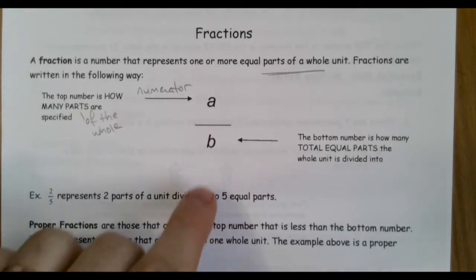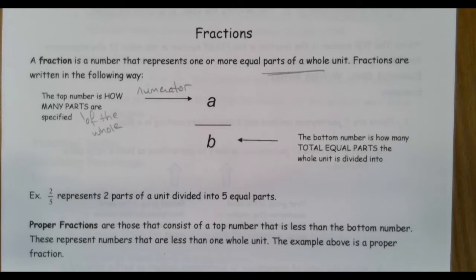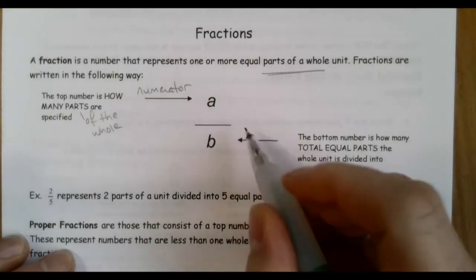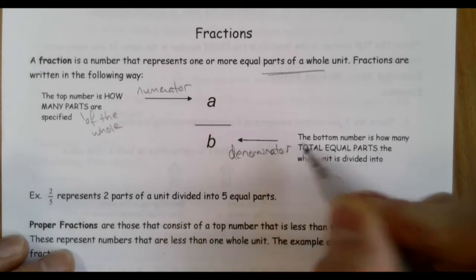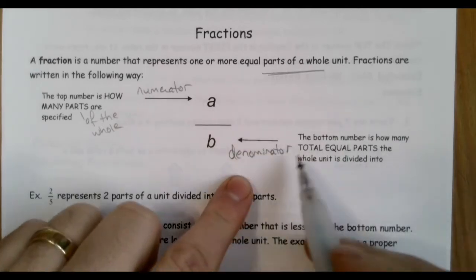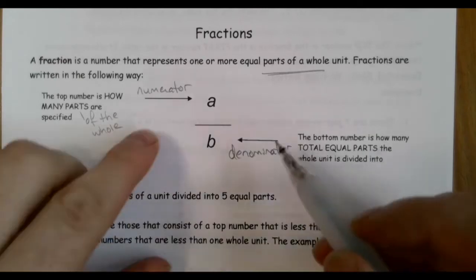Now, how many parts? At this point, I haven't told you what those parts are, so we need to specify them. It's like me saying I've got a certain number of fruit, but I haven't told you what the fruit is. The denominator is all about that. That's the number at the bottom of the fraction. This tells us what those parts of the whole are. So when you put those together, you might end up with a fraction like this, 2 over 5.